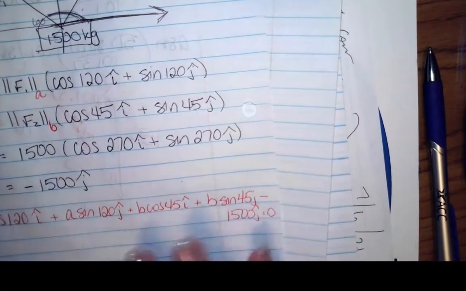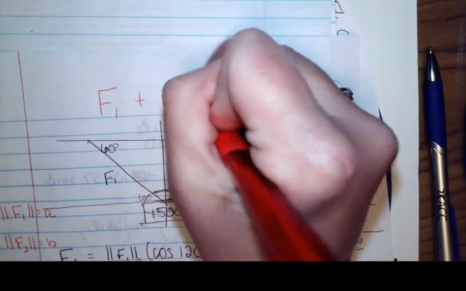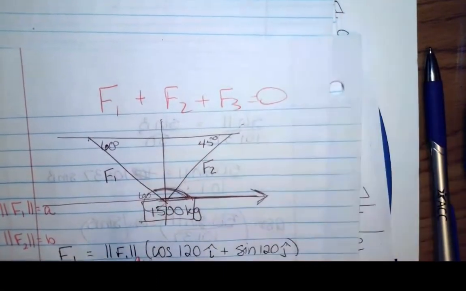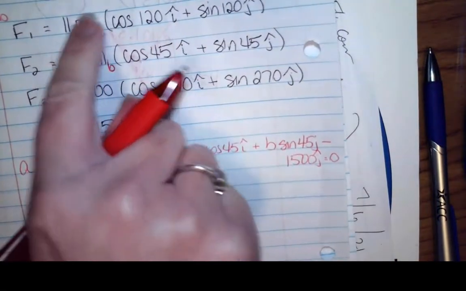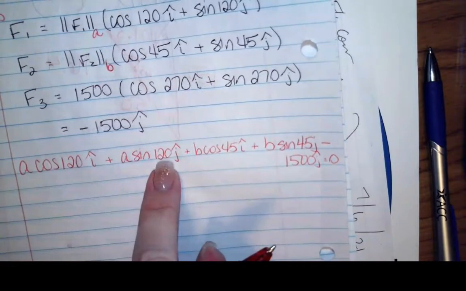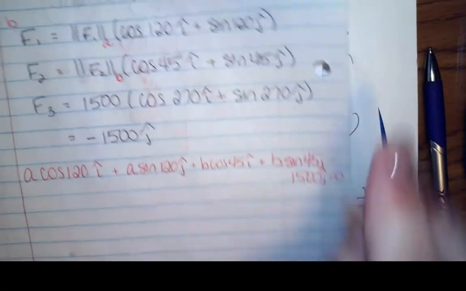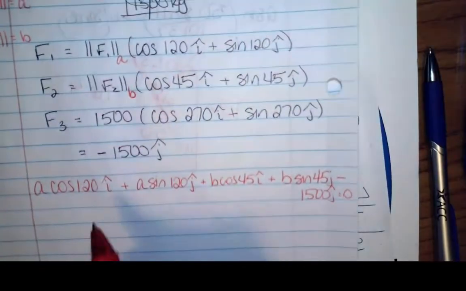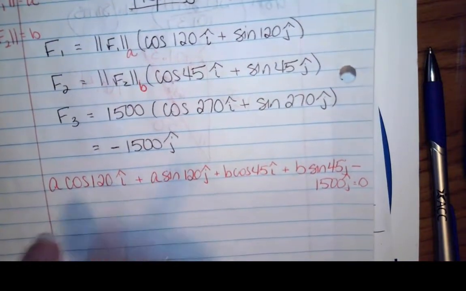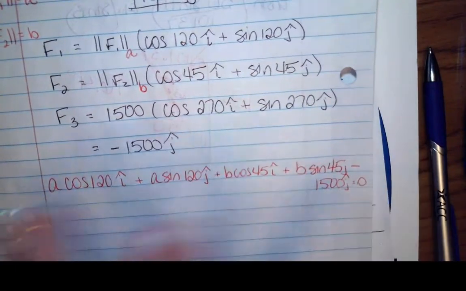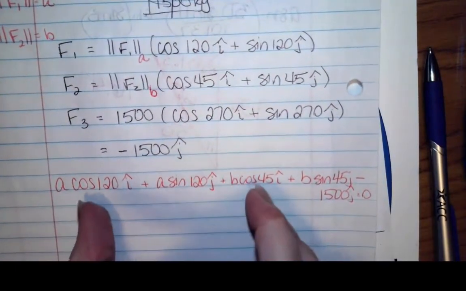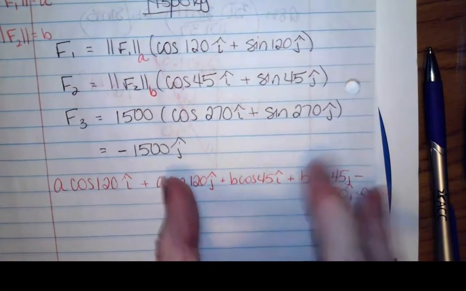J must equal 0. So force 1, if it's going to be stationary, plus force 2 plus force 3 must equal 0. So I took force 1 and I distributed the magnitude of force 1 and force 2 and force 3, and they've all got to equal 0. So now I'm going to rewrite. So I'm going to group all of my i's together. So this plus this must equal 0, because all of this together must equal 0.